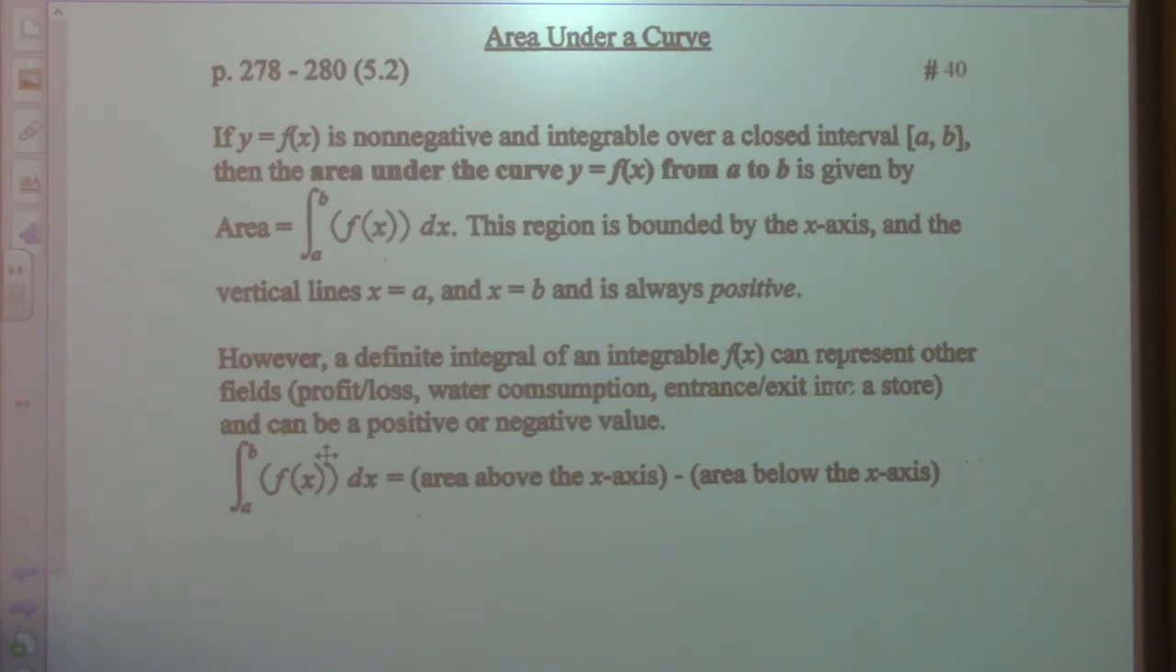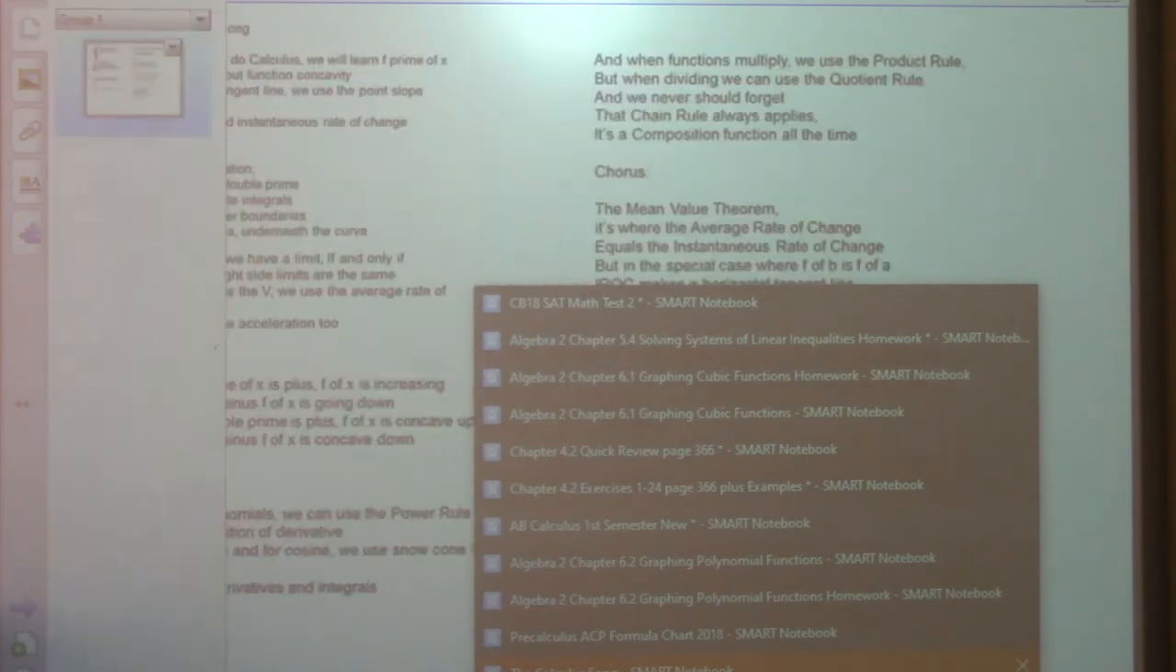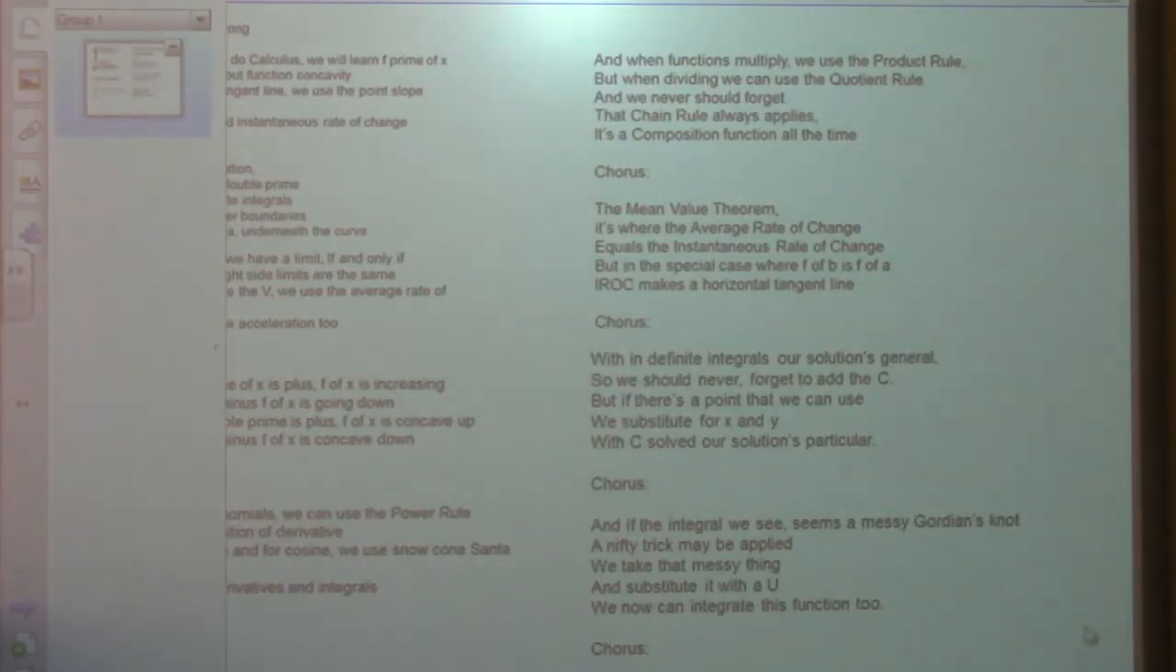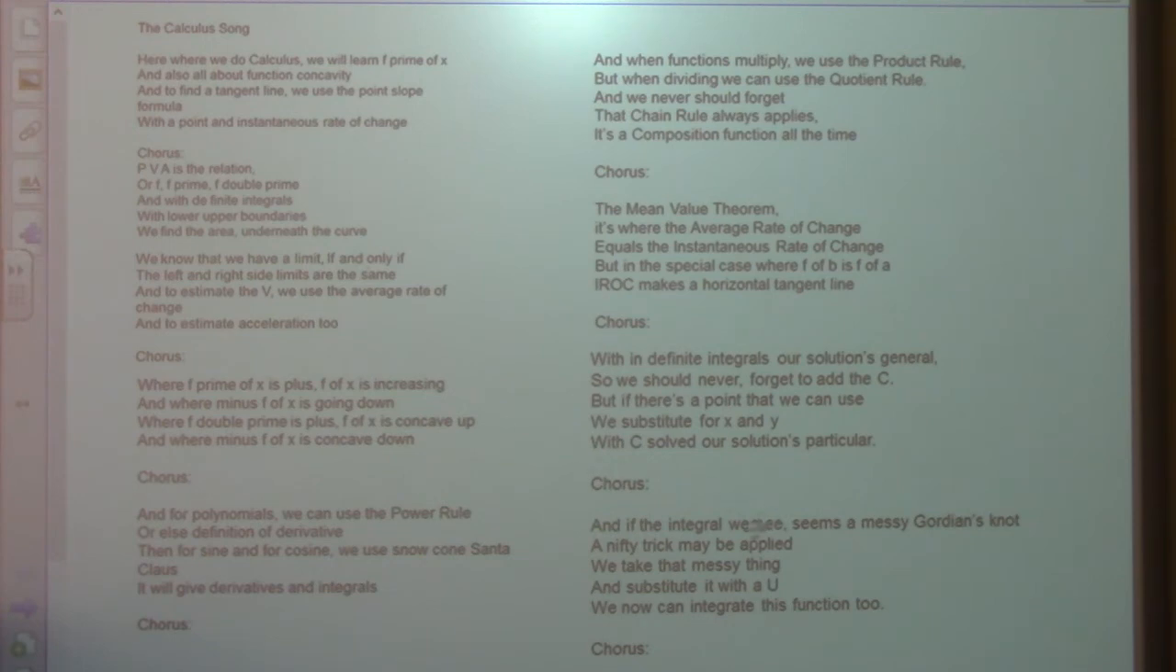Everybody's ready? Okay. So one thing this does is we really address this in that calculus song you had me help write this year, where we have PVS, or with definite integrals with lower upper boundaries, we find the area underneath the curve. So this is exactly what we're talking about here. With lower upper boundaries, we find the area underneath the curve. And with the definite integrals.